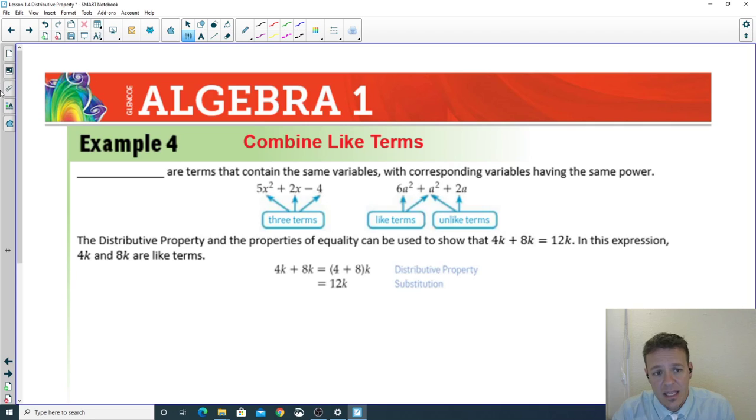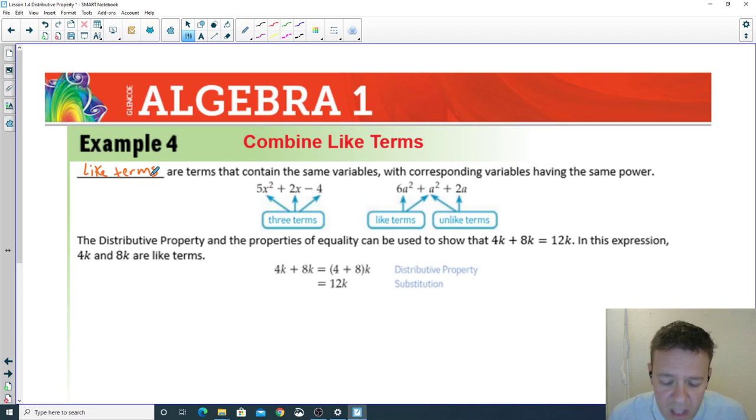All right, the next thing here on the bottom of this first page is the next step, which is going to be combining like terms. Like terms are terms that contain the same variables with corresponding variables having the same power. And then the distributive property and the properties of equality can be shown.